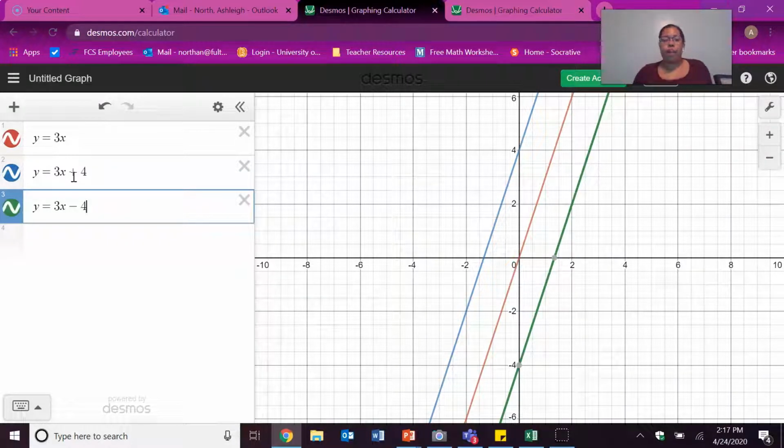You're seeing that throughout all the lines I gave you, there are some similarities and some differences. So I want you to take a minute and think: what are the similarities and what are the differences? How did these three lines change? And what changed in the equation to make them change in the graph?